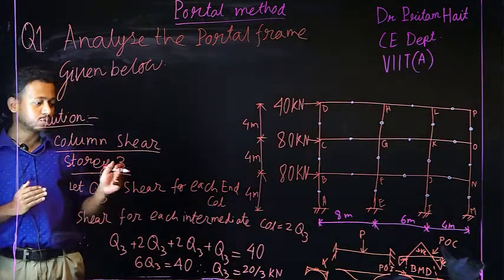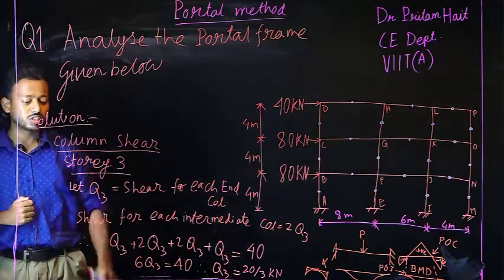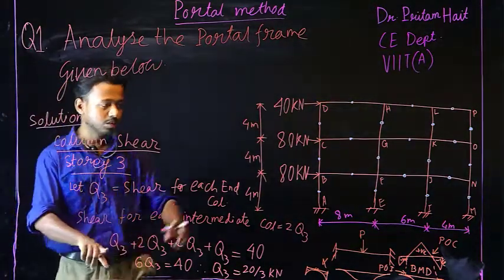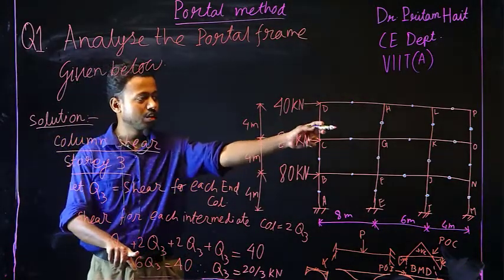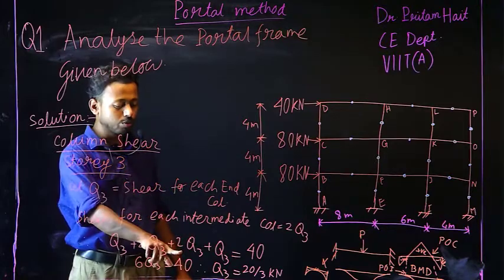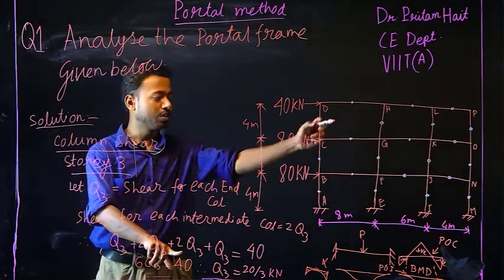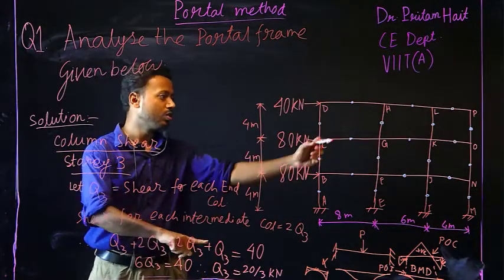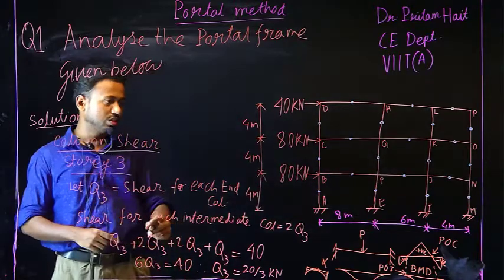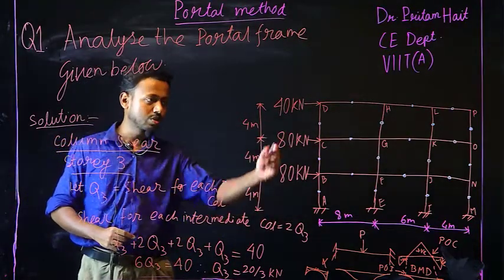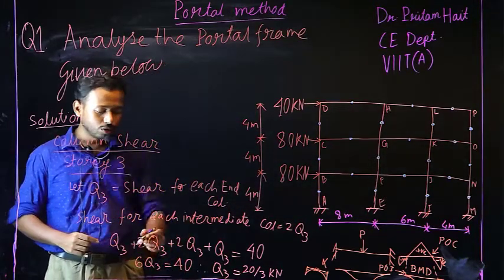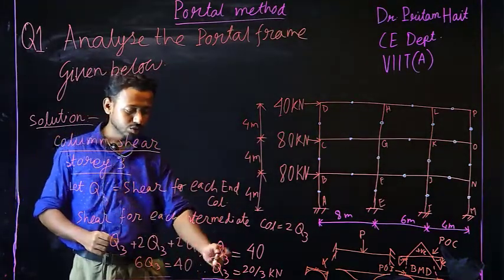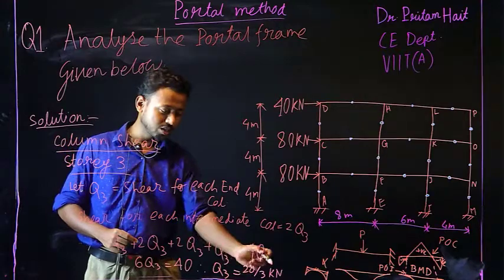So what will be the total shear force in story 3? Q3 for this end column, 2Q3 for intermediate column GH, 2Q3 for KL column and Q3 for OP column, right? This total shear force will equal 40, as given here. So 6Q3 equals 40, so Q3 equals 20/3 kilonewton.